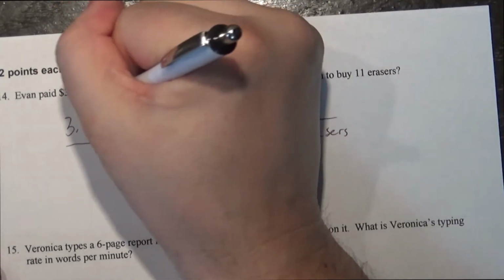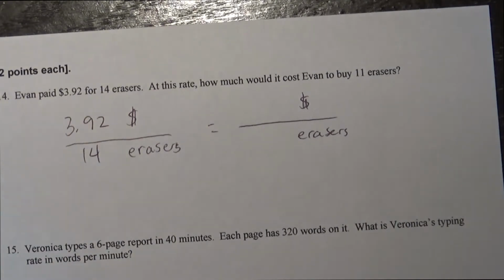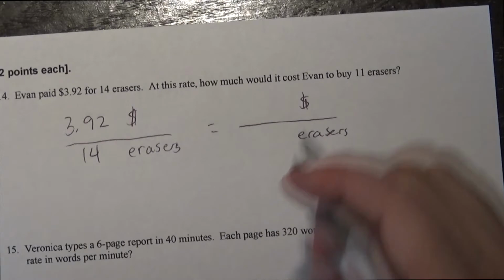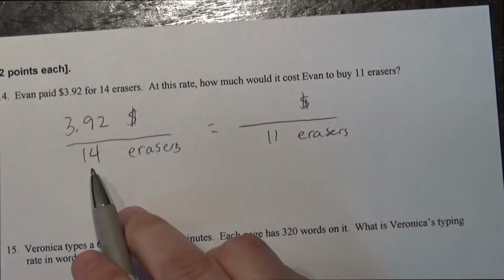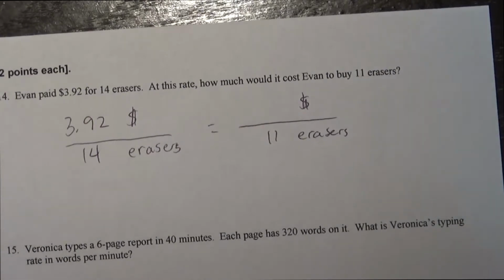So I know there's $3.92 for 14 erasers. All right, so I want to think about this and think about what I could do. Now I could figure out that he's buying 11 erasers, take 14, divide by something to get 11. That's probably going to be a fraction, probably going to be tougher to figure out. Instead, I'm just going to go for the unit rate. I'm going to take 392 divided by 14. I think that's going to help me to find my answer.